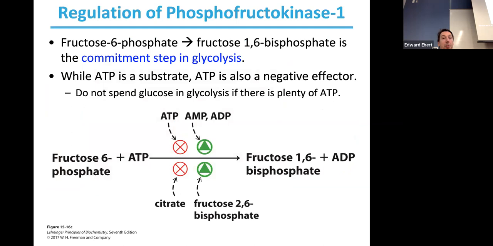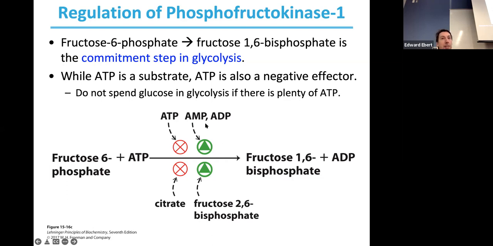If we compare this with phosphofructokinase 1, or PFK1 in there. So again, it's our first committed step in glycolysis. ATP is a substrate for this. Okay, so it requires ATP to add that other phosphate group on there. So we're spending energy, but ATP is also a negative effector. So if we have a whole lot of ATP, it can bind in the active site to transfer the phosphate, but it can bind in a regulatory site to inhibit it.